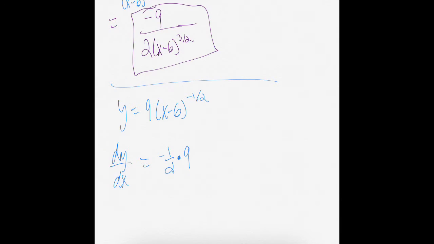times, well, this 9 is just a constant. In fact, let me pull that 9 all the way out front. The 9 is just a constant, so we can just pull it out front and worry about it later. To deal with the rest of it, I'm going to multiply by negative 1/2. Bring that negative 1/2 down front. Then I'm going to leave the inside alone, so that's still x minus 6. And now the exponent, I'm going to lower by 1. It's minus 1/2 minus 1. We'll go ahead and figure that out in a second. Now I need to multiply by the derivative of x minus 6.